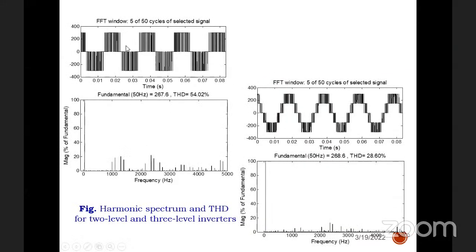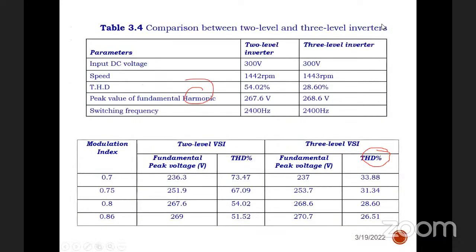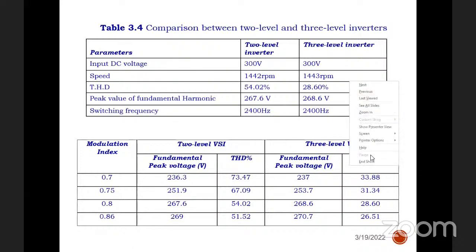So this is the two level inverter output voltage. You see here it is getting 54.02% total THD. Coming to three level, it is 28.6%. This is the basic method. So by using this basic method, if you see some analysis with the modulation index, fundamental component, THD, for the two level inverter and the three level inverter, given for different modulation indices, we are going to get 51.252 and here 26.51.